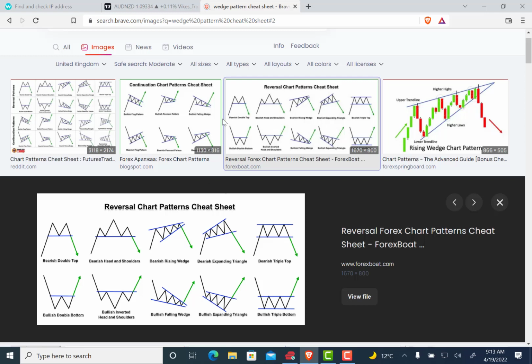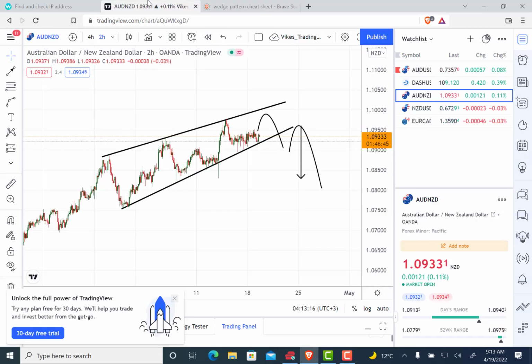So that was basically a live example of a bearish rising wedge pattern. You can see an example using candlesticks. This is a line chart, obviously. These are the candlesticks, and here's a live example of such a scenario.